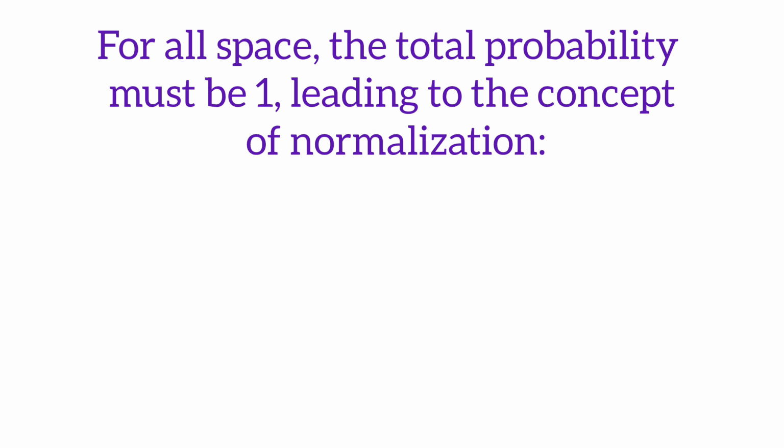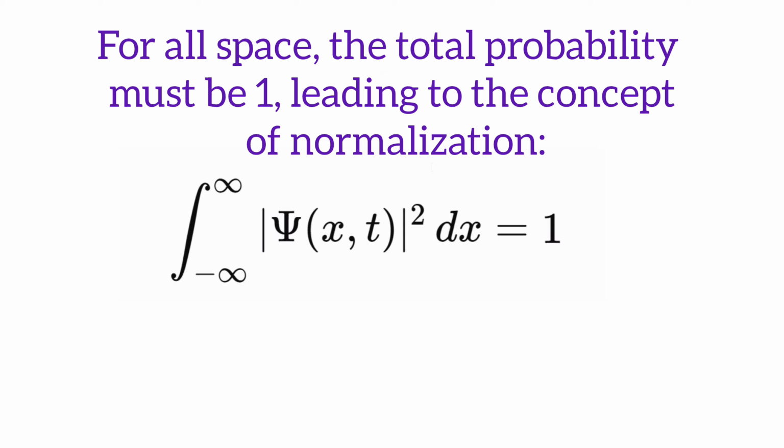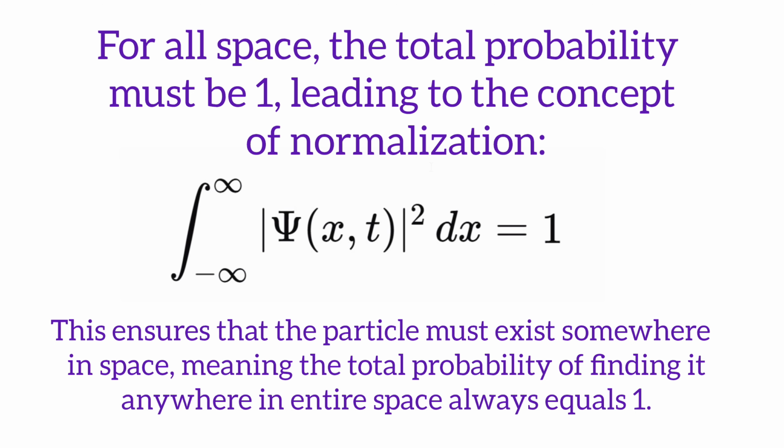in that region. For all space, the total probability must be 1, leading to the concept of normalization: the integral from minus infinity to plus infinity of the square modulus of the wave function with respect to x is equal to 1. This ensures that the particle must exist somewhere in space, meaning the total probability of finding it anywhere in the entire space is always equal to 1.